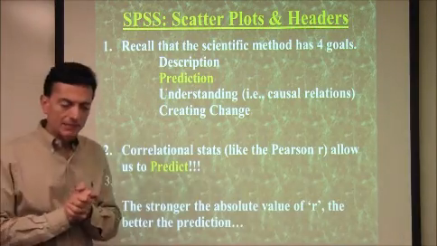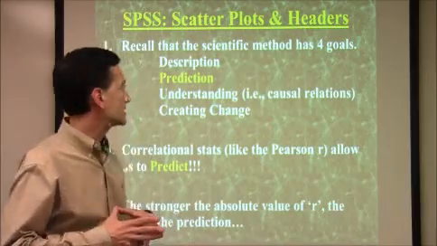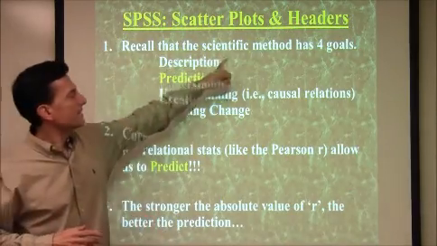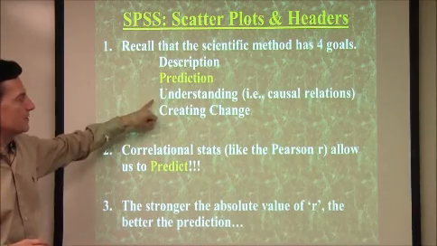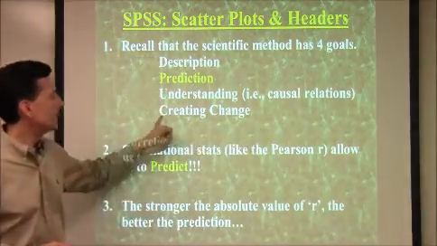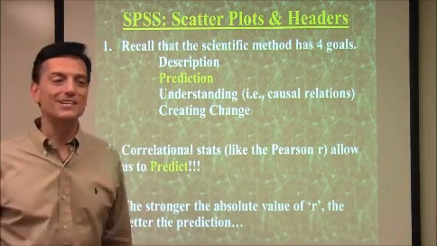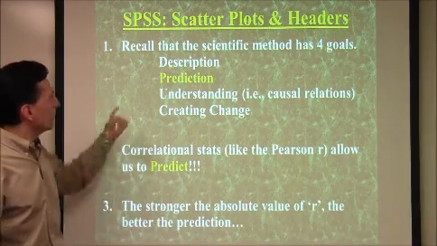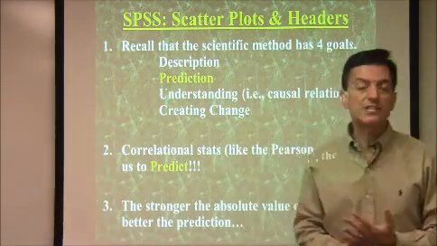Okay, let's just set the stage a little bit and harken back to something that we learned earlier in the semester. You'll recall that the scientific method has 4 goals: description, prediction, understanding, and when we say understanding, we're talking about causal relations, and then creating change. These are the 4 goals that we're going to be returning to time and time again. We've already talked quite a bit this semester about description. We've talked about descriptive statistics.